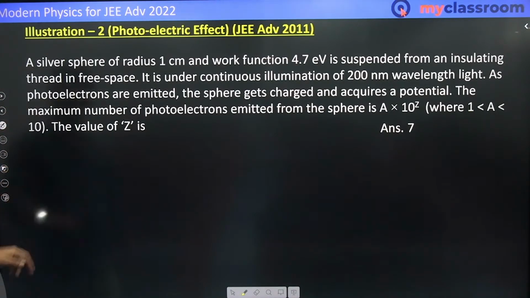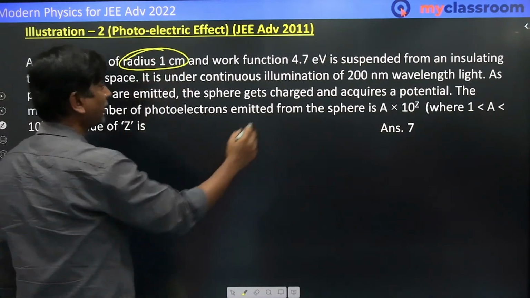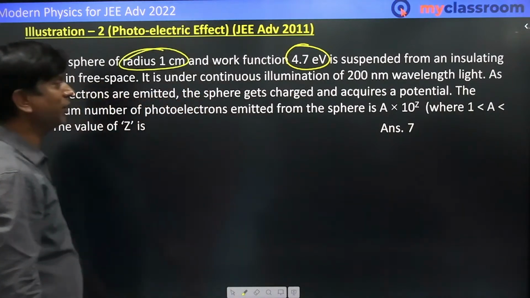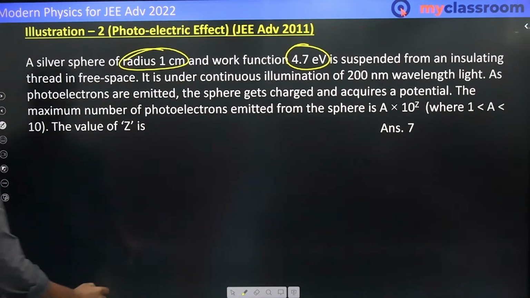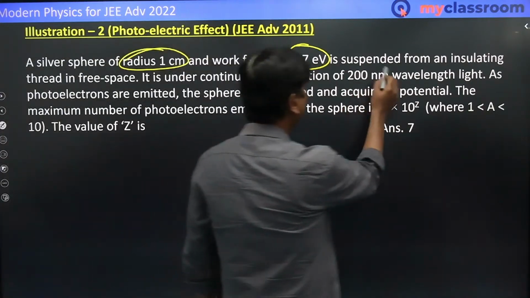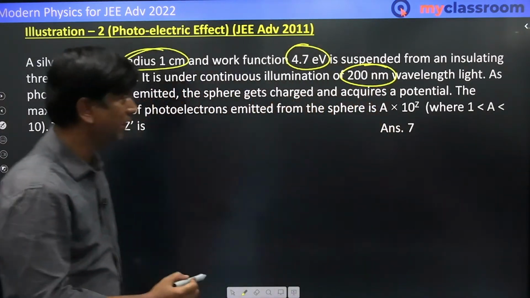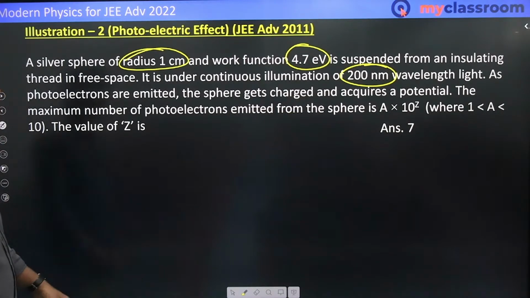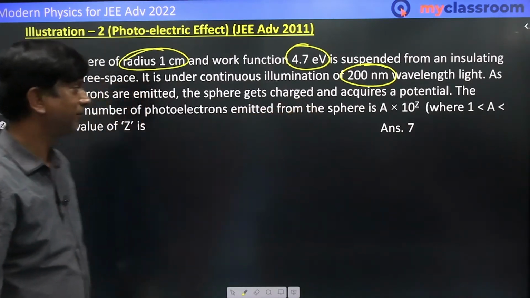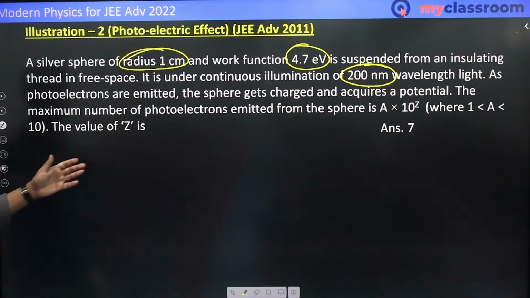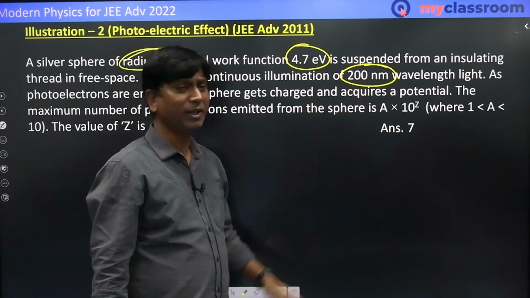Let us get back to the next question. Now, a silver sphere of radius 1 centimeter and work function 4.7 electron volts is suspended from an insulating thread in free space. It is under continuous illumination of 200 nanometer wavelength of light. As photoelectrons are emitted, the sphere gets charged and acquires a potential. The maximum number of photoelectrons emitted from the sphere is how much?